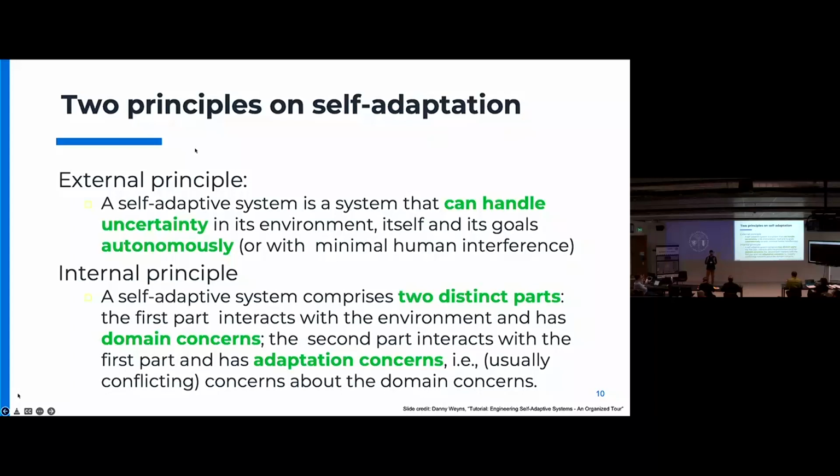It's like the engineering view. Typically, a self-adaptive system comprises two distinct parts, all right? So the first part is the one that interacts with the environment and has domain concerns. And then the second part interacts with this first part and deals with these so-called adaptation concerns, which are, to go forward a bit faster, typically in some conflict. There's some trade-off between the adaptation concerns.